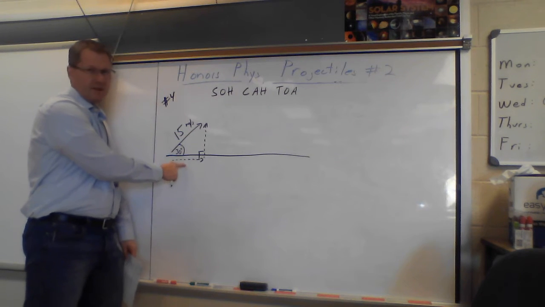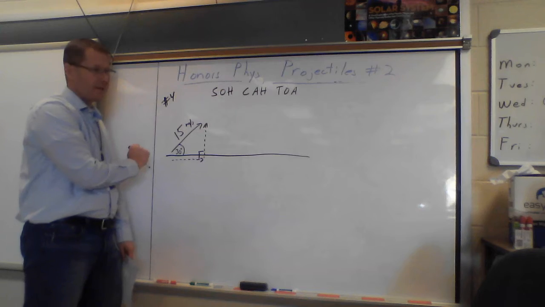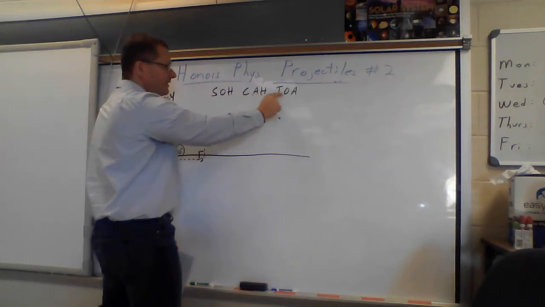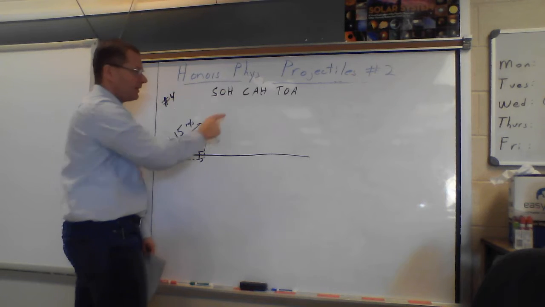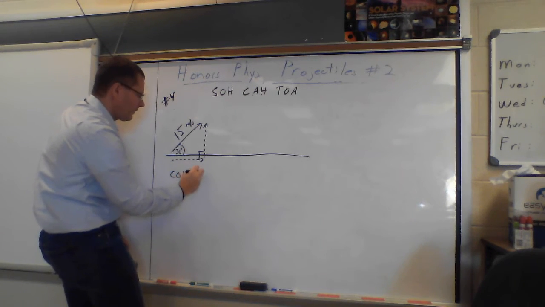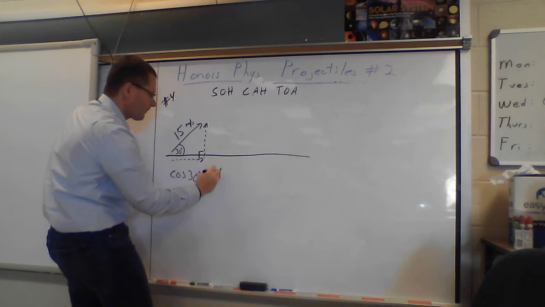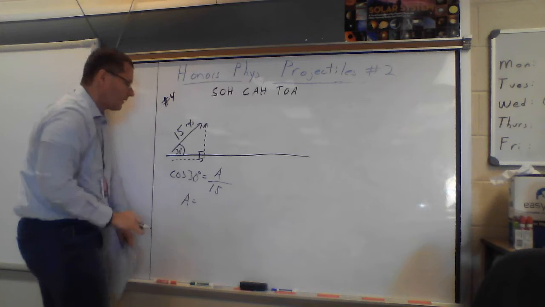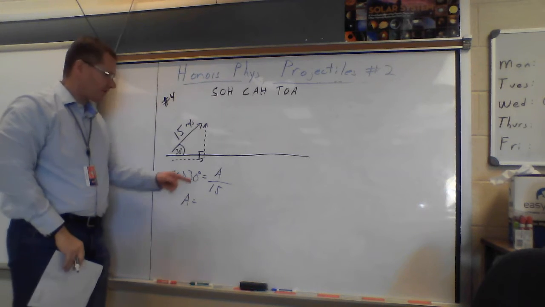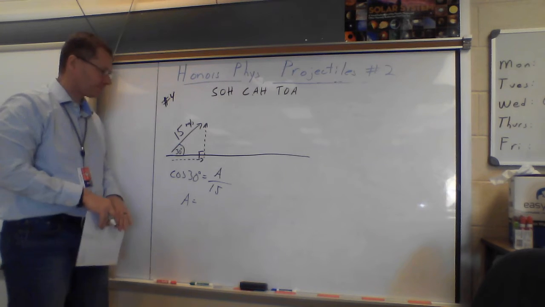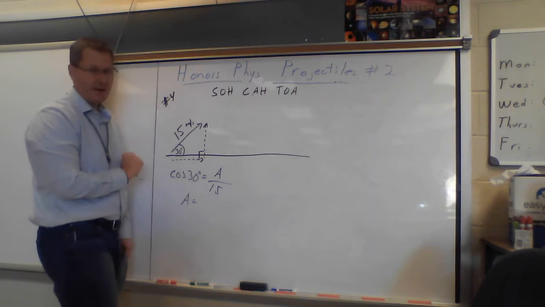This is kind of like the adjacent side to our triangle here. And we've got the hypotenuse. So which of these has adjacent and hypotenuse in it? Yes, indeed, it's cosine. So if you use the cosine function and solve for the adjacent side, that is the horizontal component. I'm going to let you do that.